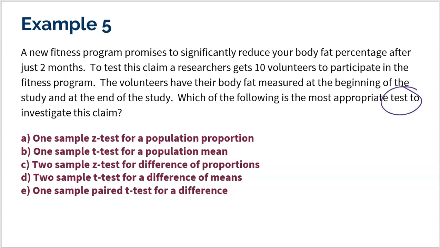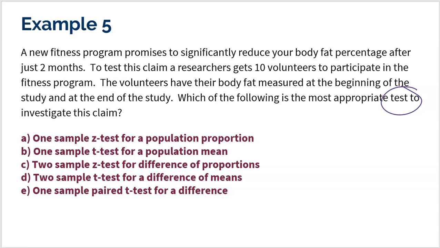So this is a test, and they want to see if they can significantly reduce your body fat percentage after just 2 months. So this is clearly a problem that works with means because we're not just saying, did you lose body weight? Yes or no, which would be categorical. We're actually going to measure. Body fat is something that you can measure and show that it went down. So this is clearly working with means.